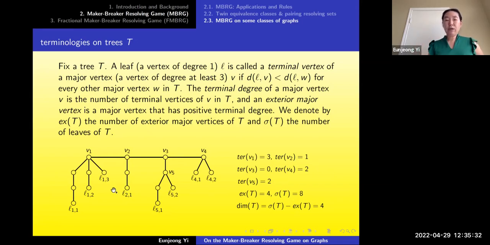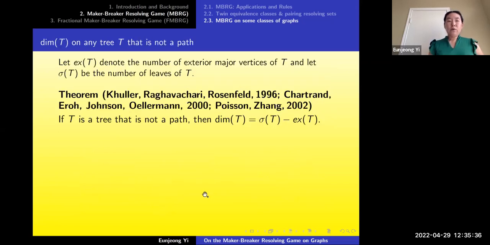Next, please. So this is the result for a tree that is not a path. The metric dimension is just sigma of T minus EX of T, again sigma being the number of leaves of the tree, and EX of T being the number of exterior major vertices, that is, the number of major vertices with terminal degree at least 1. This result was obtained by 3 groups.